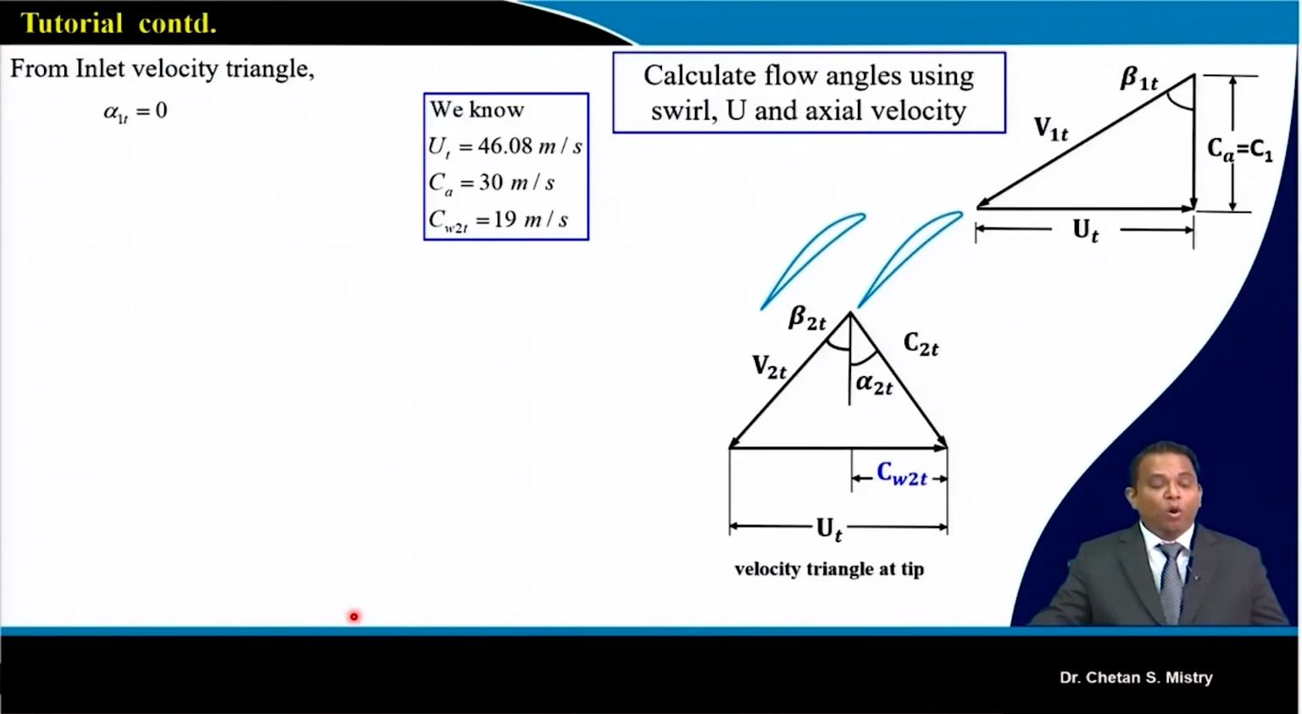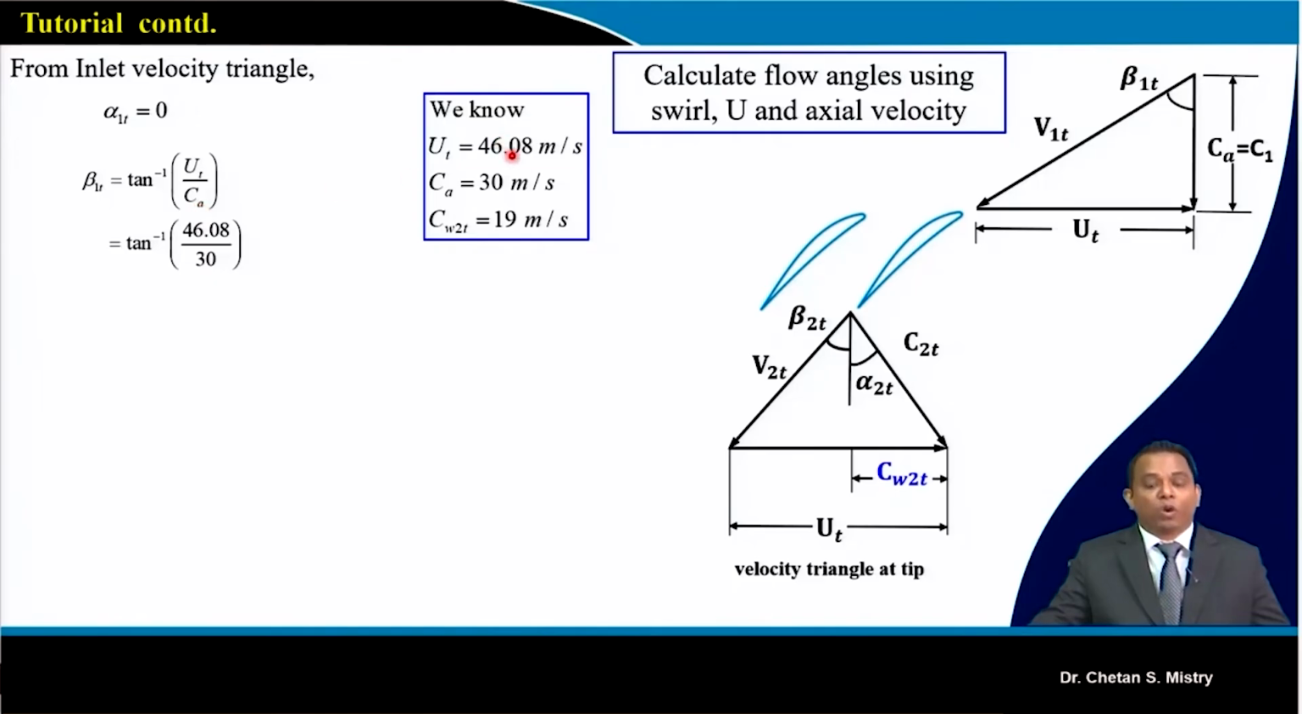Okay. Now once we are able to calculate our whirl component at the tip, we can calculate all the flow angles. What we know is alpha 1 is 0, because we are considering axial entry. Based on my velocity triangle, we can calculate tan beta 1, that is U by Ca. Do not forget this U is at tip.